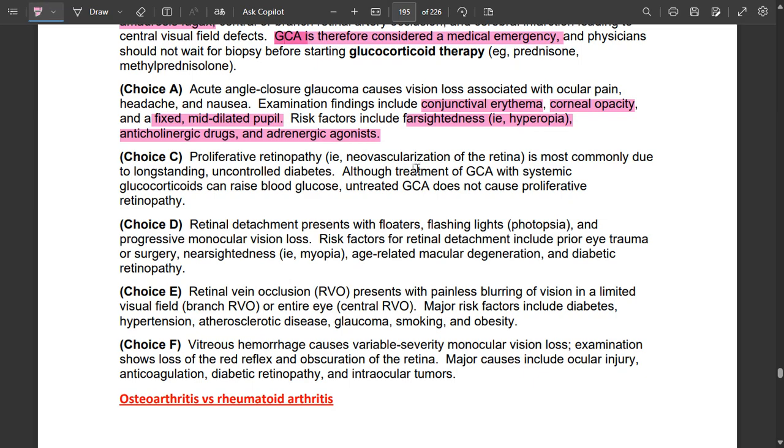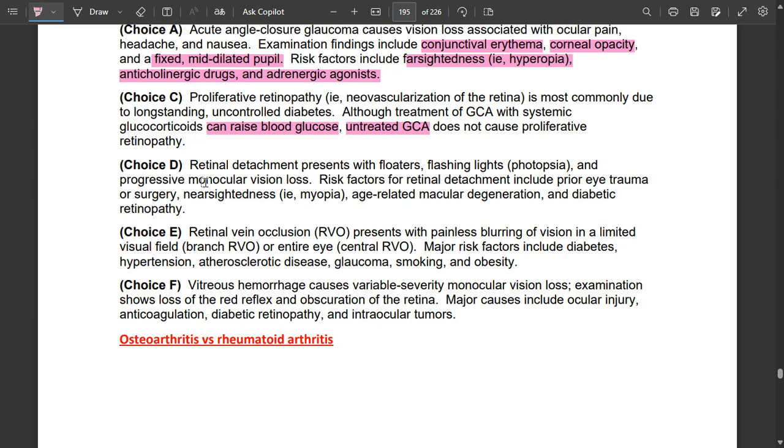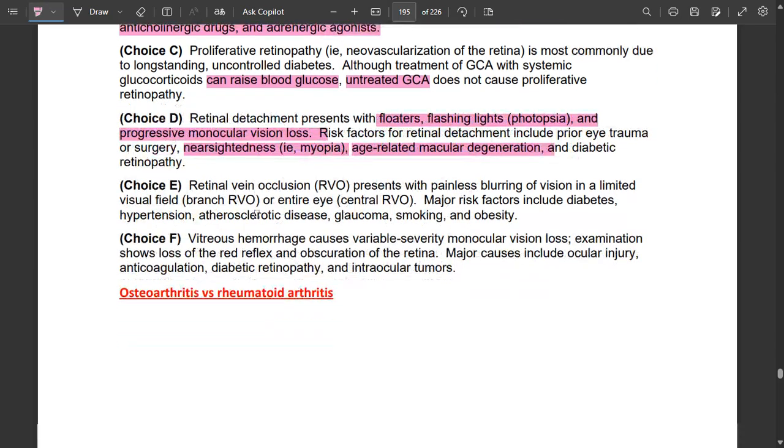Proliferative retinopathy, like neovascularization of the retina, is most commonly due to long-standing diabetes. Although treatment of GCA with systemic glucocorticoids can raise blood glucose, untreated GCA does not cause proliferative retinopathy. Retinal detachment presents with floaters, flashing lights, photopsia, and progressive monocular vision loss. Risk factors for retinal detachment include prior eye trauma or surgery, nearsightedness or myopia, and age-related macular degeneration. So age-related macular degeneration can occur, and diabetic retinopathy can also occur.